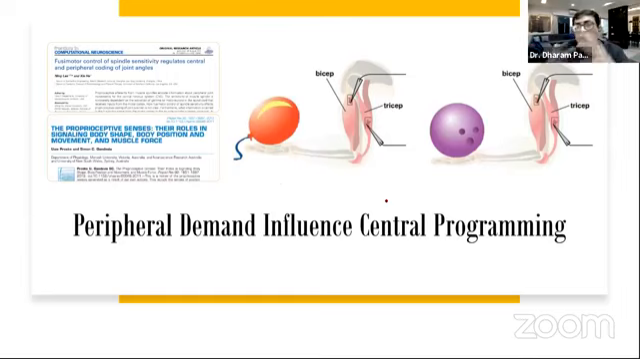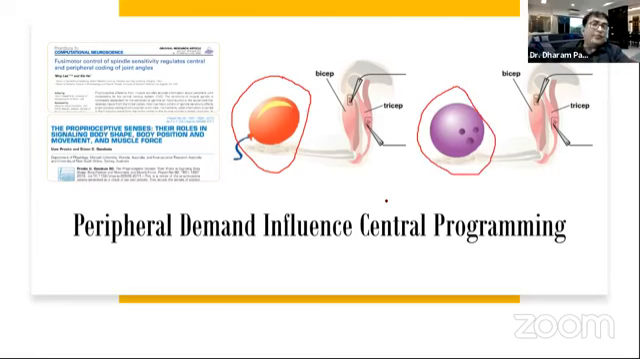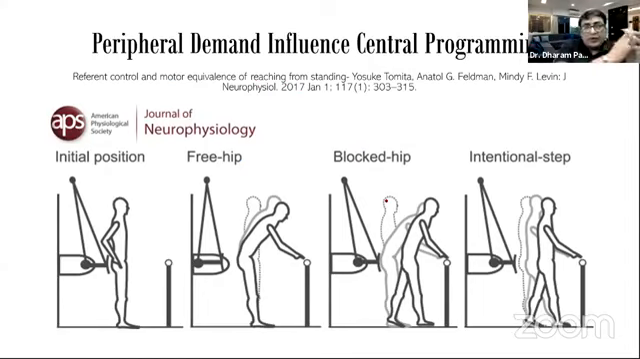And now imagine that where there is poor motor control, and at the same time there is poor soft tissue integrity, then definitely the patient is going to suffer with a lot of this movement. Like for example, these are the elaborated ones, the peripheral demand influences center programming. Another example here, there's a publication in the Journal of Neurophysiology.